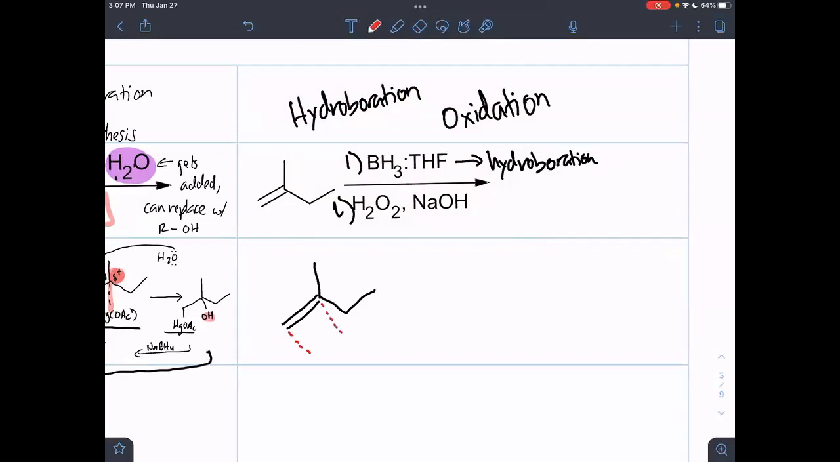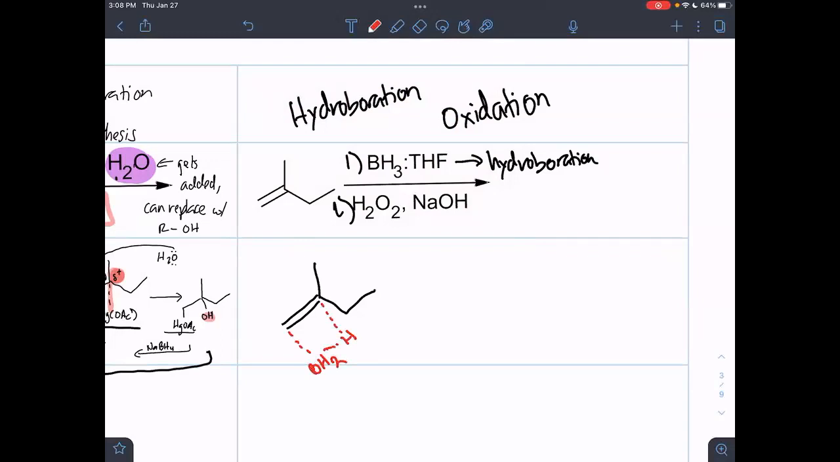So we have 2 bonds created on either side of the alkene. Where does the boron go? Where does the BH2 go? And where does the H go? Yeah. So we're going to get BH2 here, right? And then it's going to be partially bonded to the hydrogen on the more substituted side, which makes it anti-Markovnikov.